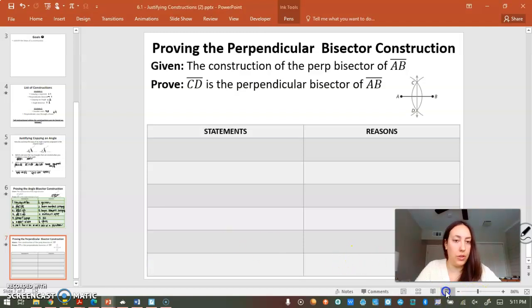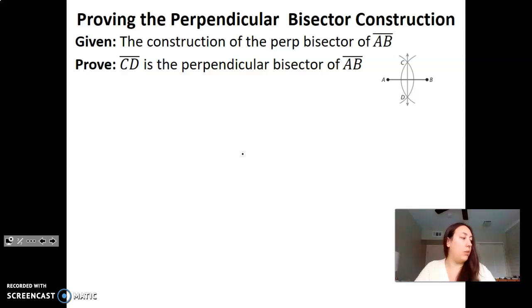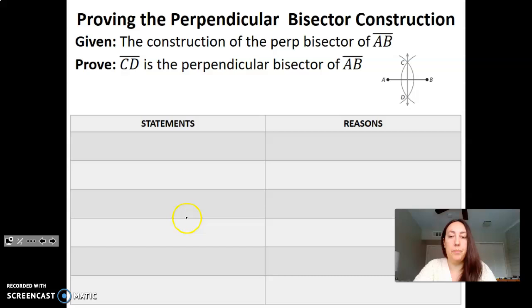So again, we're going to do a two-column proof. We're given the construction, and we're going to prove CD is the perpendicular bisector of segment AB. The only thing we're given here is the construction, just like the last one we did. So that's our given.